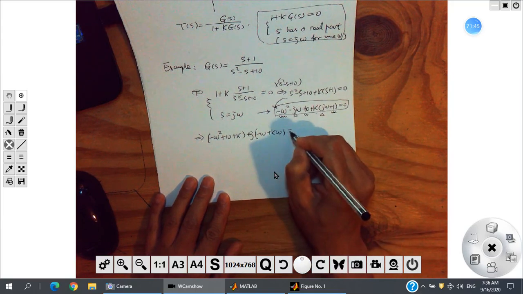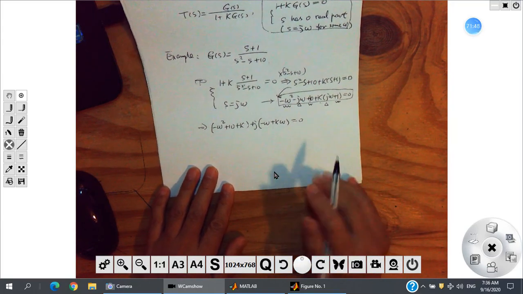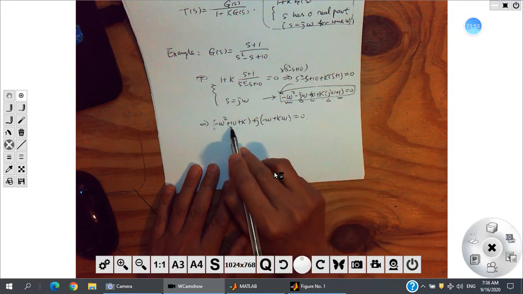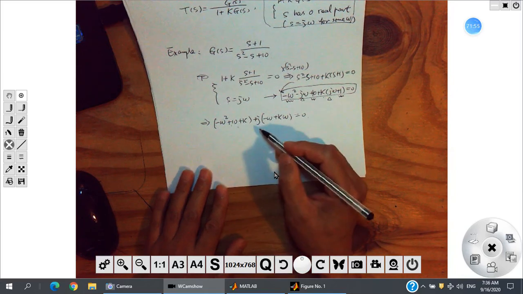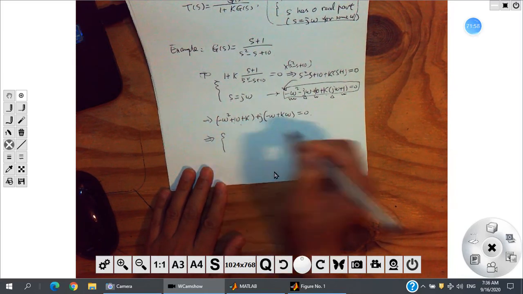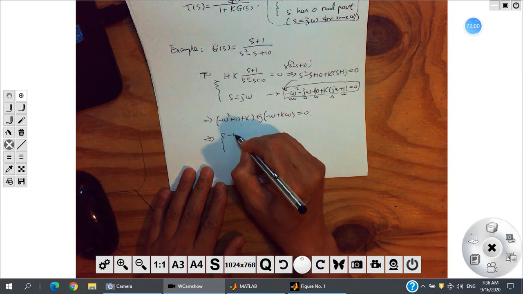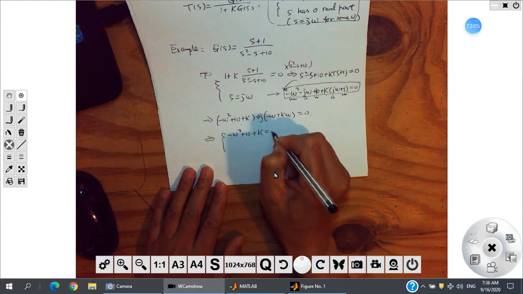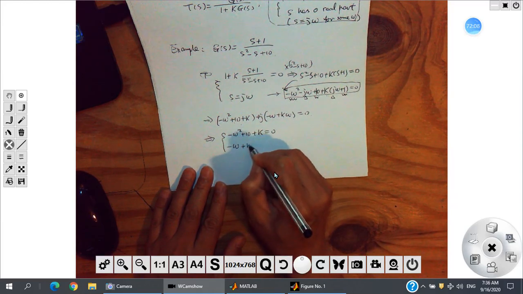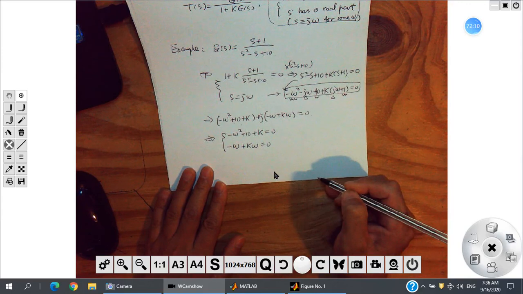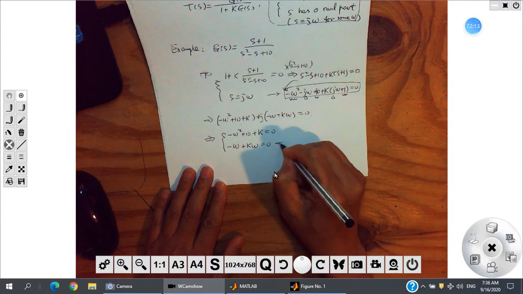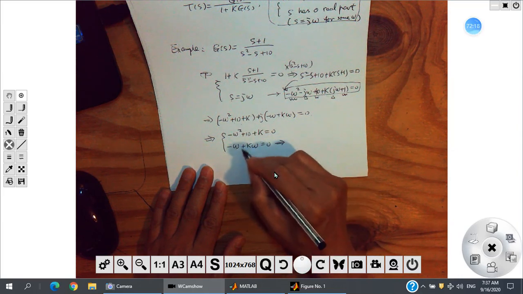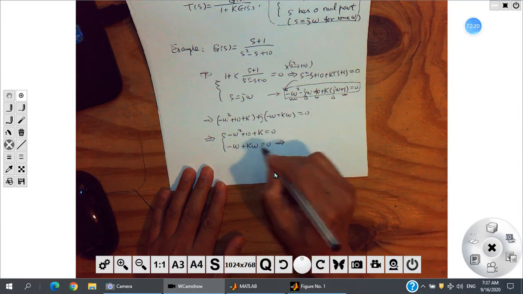Okay, now this is a complex number equal to 0. I need both real part and imaginary part equal to 0. So these give us two real equations: negative omega squared plus 10 plus K equal to 0, and negative omega plus K omega equal to 0. Okay, here I get it. Dividing by omega, it's negative 1 plus K equal to 0. So K is 1, right?